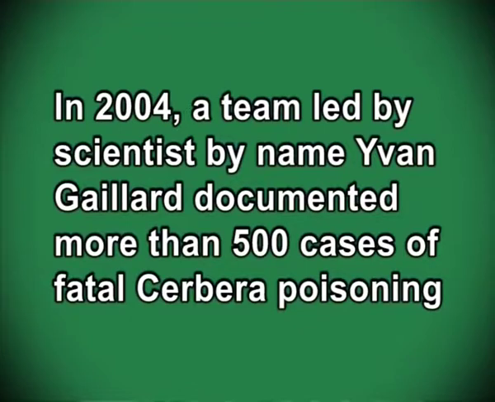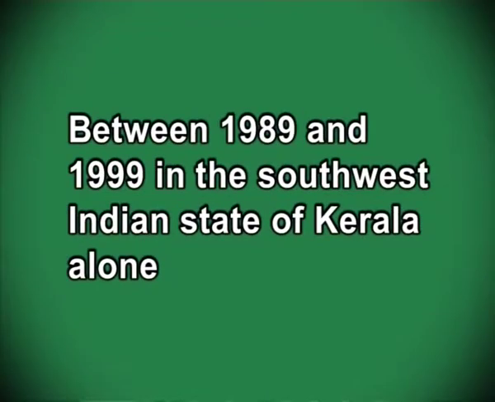The difficulty in detecting cerberin in autopsies and the ability of strong spices to mask its taste make it an agent of homicide and suicide in India. In 2004, a team led by scientist Gaillard documented more than 500 cases of fatal Cerbera poisoning between 1989 and 1999 in the southwest Indian state of Kerala alone.